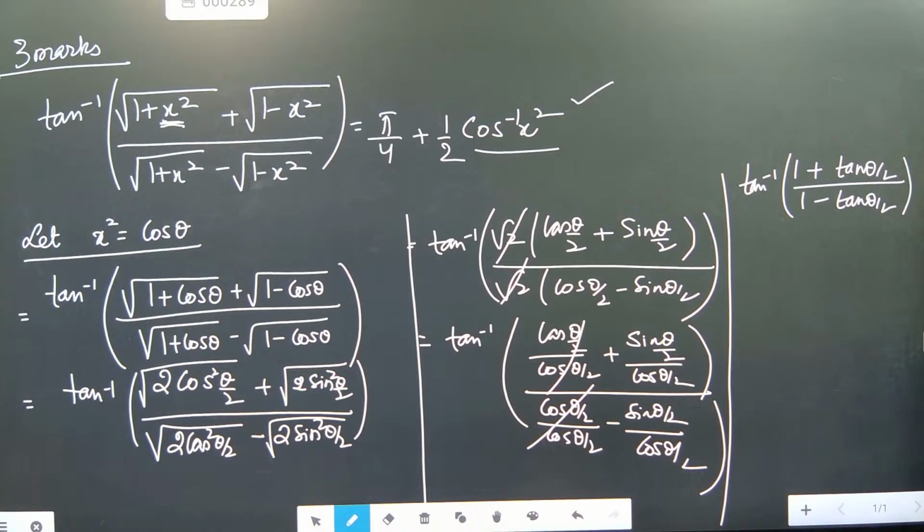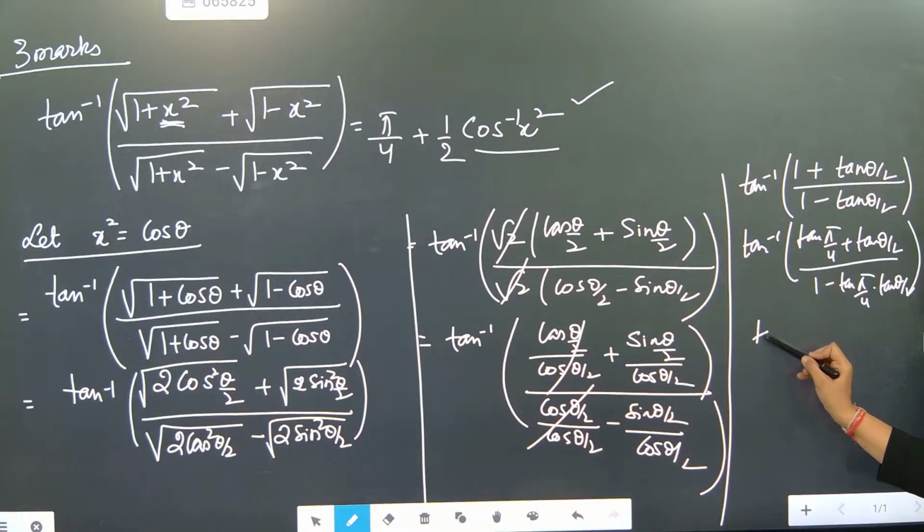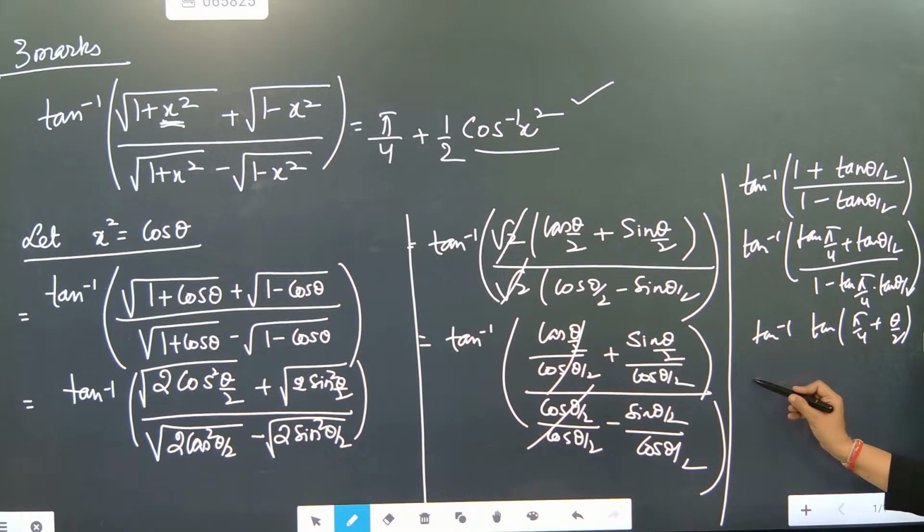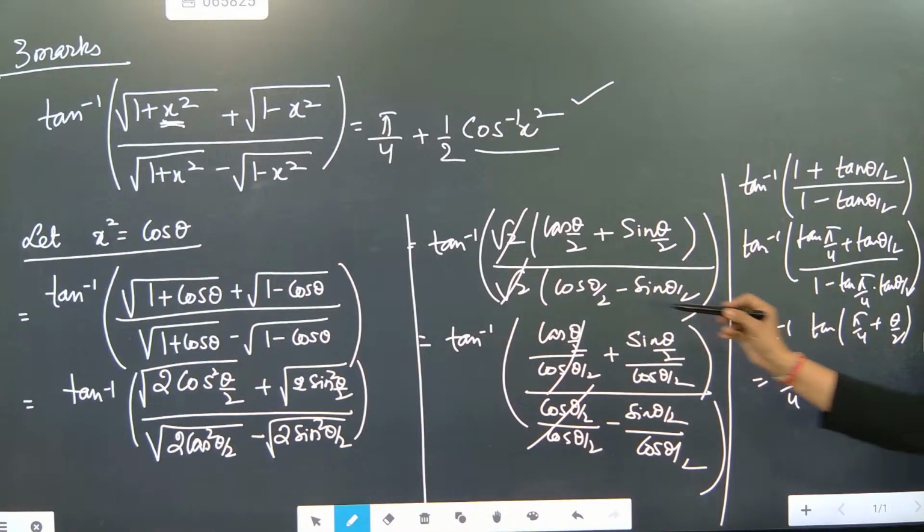Better remember very nicely. 1 plus tan theta by 2, 1 minus tan theta by 2, then 1 can be written as tan pi by 4. So here tan inverse of tan pi by 4 plus tan theta by 2 by 1 minus tan pi by 4 into tan theta by 2. So it will become tan inverse tan of pi by 4 plus theta by 2. Tan inverse and tan will get cancelled. Pi by 4 plus theta by 2.